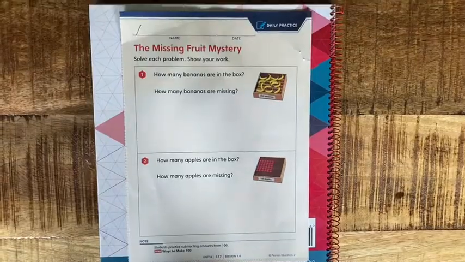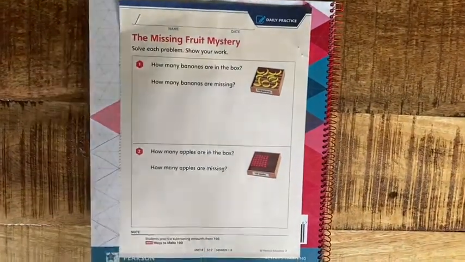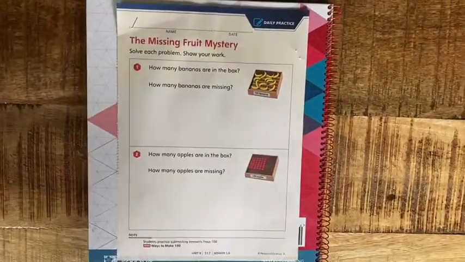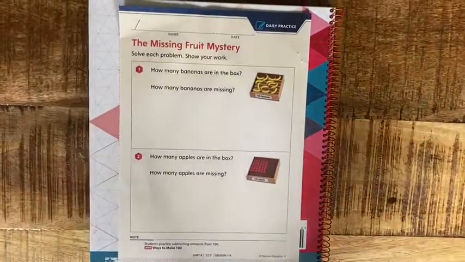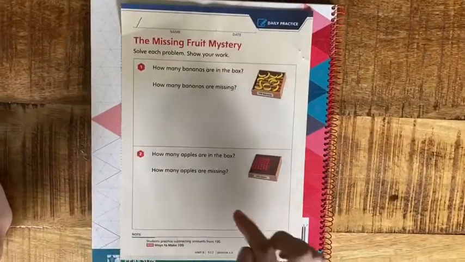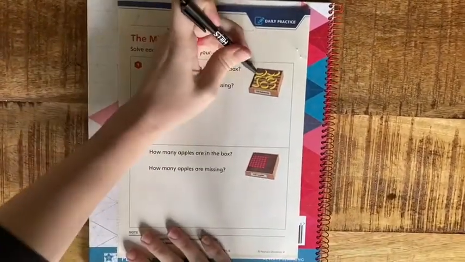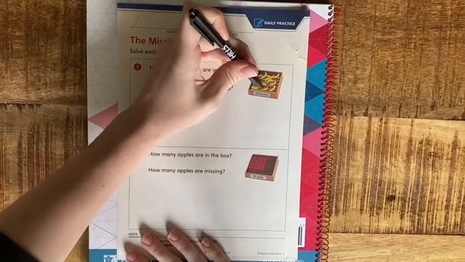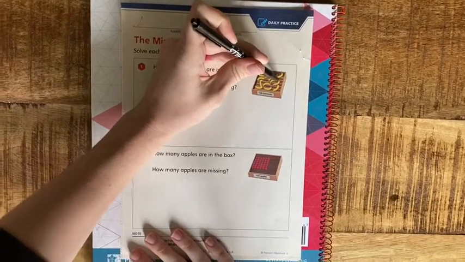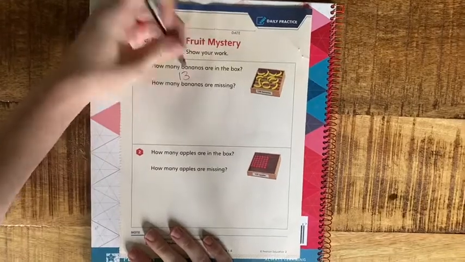Friends, I have our math work today. So on page 517, we are solving some fruit mysteries. How many bananas are in the box? Well, we can just count that. 1, 2, 3, 4, 5, 6, 7, 8, 9, 10, 11, 12, 13. I'm gonna write that down so I don't forget.